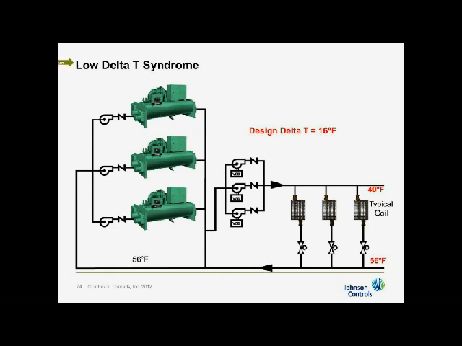A concept called low delta T syndrome is in almost every single plant in existence. It's just not a question of if, but a question of how much, to what degree it exists, because it usually always exists to some degree. Our design delta T here is 16 degrees. Low delta T means that when I go through my coils, I don't come out at 56, I come out at some lower value, perhaps 54 or 52, some lower value. That's low delta T.